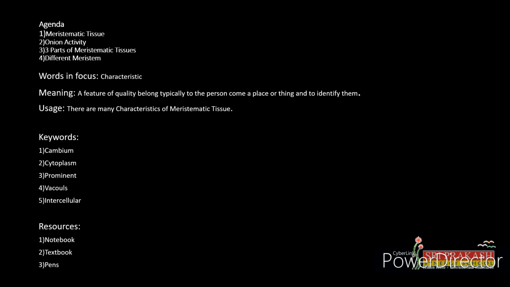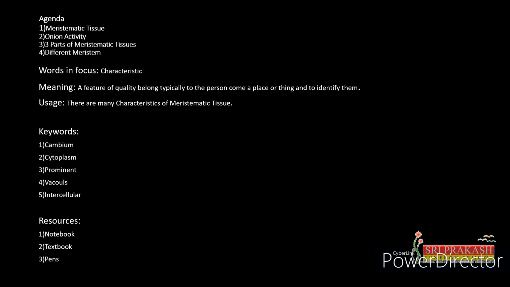Today's words in focus. Characteristic: a feature or quality belonging typically to a person, place or thing, and used to identify them. Usage: there are many characteristics of meristematic tissues. Keywords: cambium, cytoplasm, prominent, vacuoles, intercellular. Resources: notebook, textbook, and pens.